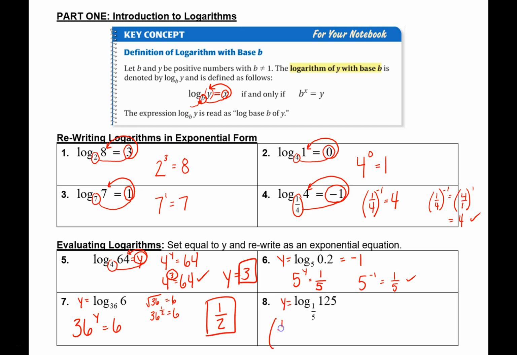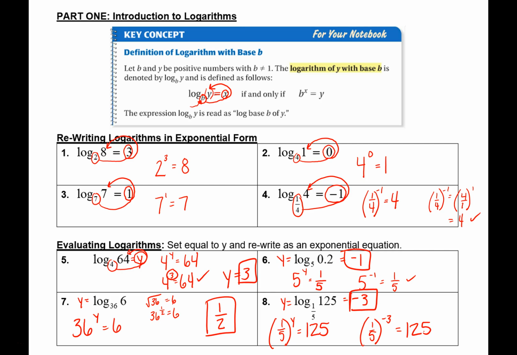All right, last one. Our base is 1/5. We're going to raise it to the y power, and we need to get 125. I noticed that I went from a fraction to not having a fraction, so that means I'm going to have a negative number. And then to get from 5, once it flips up to the top, to 125, that's to the third power. So it's going to be 1/5 raised to the negative 3 power, and that's our answer, is equal to 125. Because when I flip it, that gives me 5 to the third, and 5 to the third is 125.